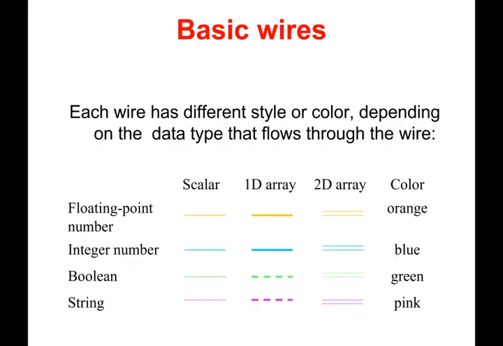We have different types of wire, which refer to the different types of data they are transferring. Each wire has a different style or color depending on the data type that flows through the wire. For example, if you are dealing with a floating point number and it's just a scalar, you will see an orange thin line. If it's a 1D array, you will see an orange thick line, and if it's a two-dimensional array, you will see a double line.